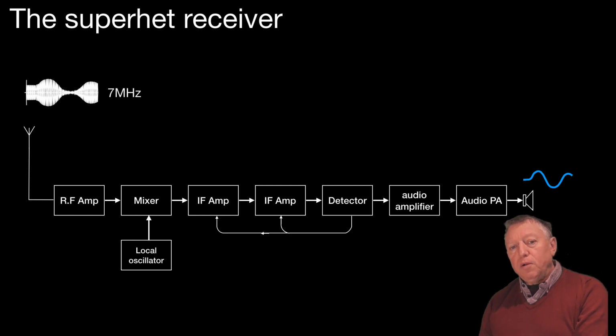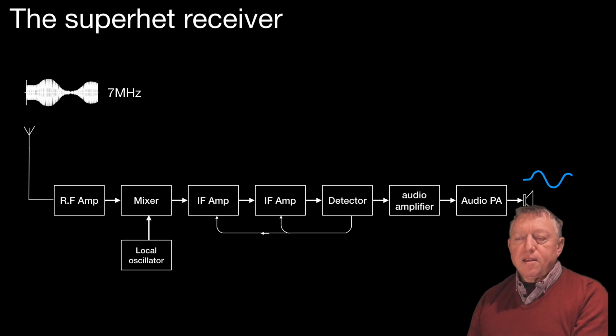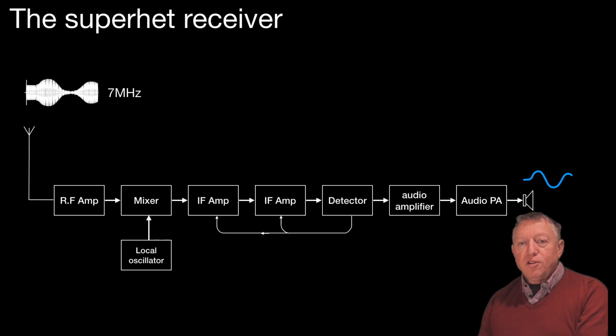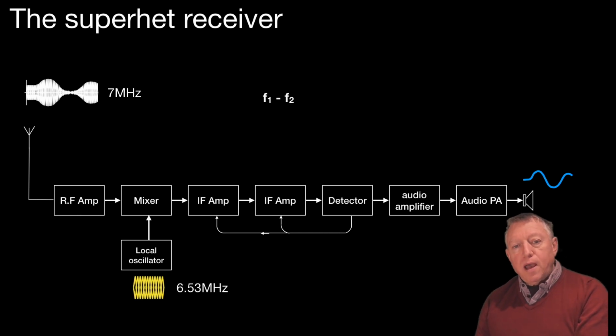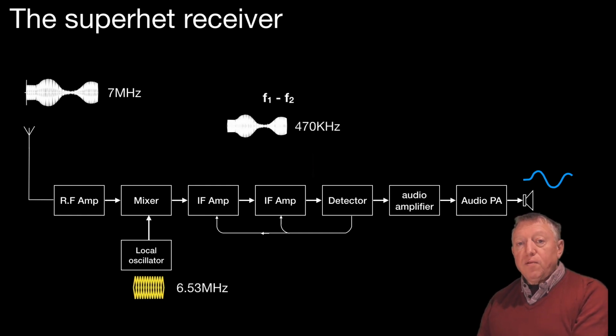So let's take an example. Let's assume there's an envelope coming in with a 7 megahertz signal. And I should point out that that would not be in conformance with the band plan, so these frequencies are just for illustration. If we chose a scheme where we took the difference frequency, F1 and F2, then the local oscillator would be at 6.53 megahertz if we had chosen an IF of 470 kilohertz.